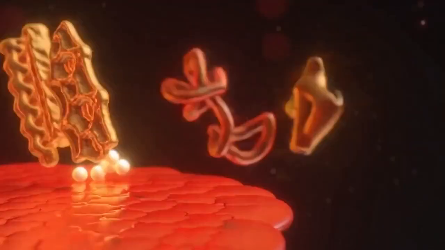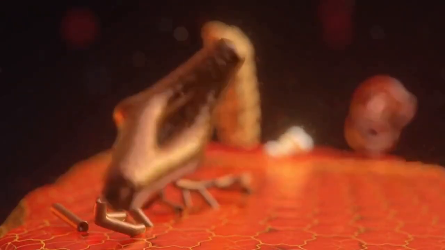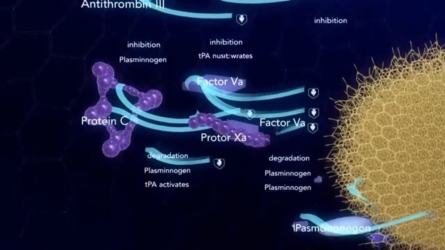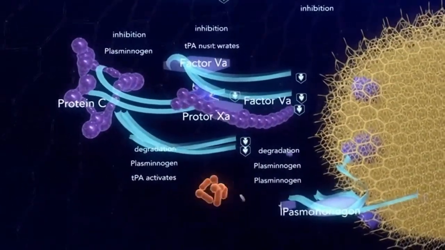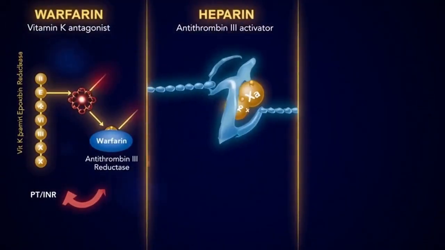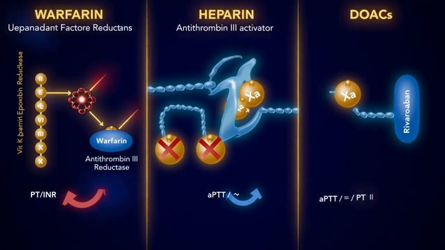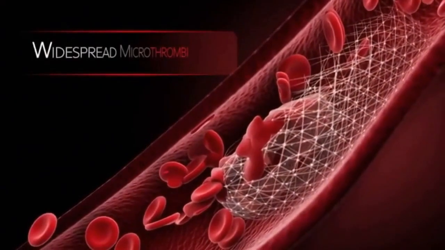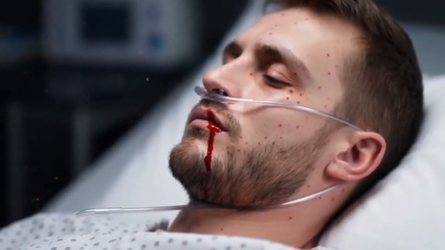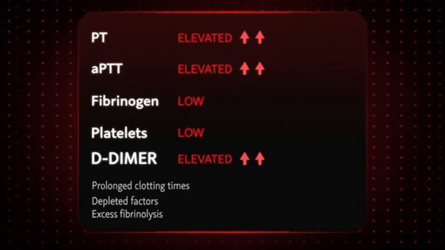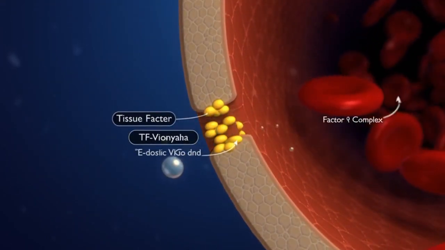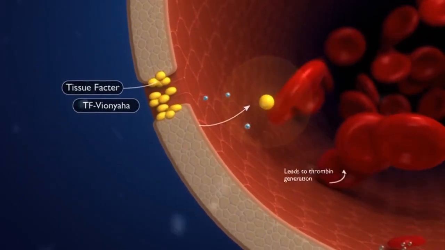The extrinsic pathway begins when vascular injury exposes tissue factor, also called factor III or thromboplastin, on subendothelial cells. Tissue factor binds circulating factor VII, activating it to factor VIIa. This tissue factor-VIIa complex, in the presence of calcium and phospholipid membrane surfaces, activates factor X to Xa. Factor VIIa also activates factor IX, linking the extrinsic pathway to the intrinsic pathway.